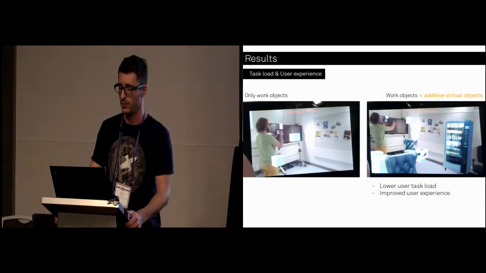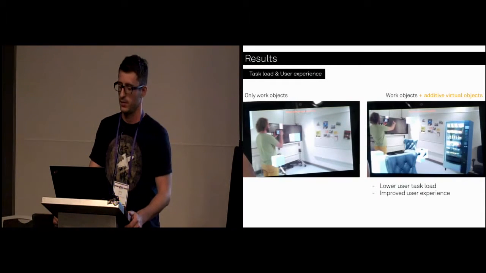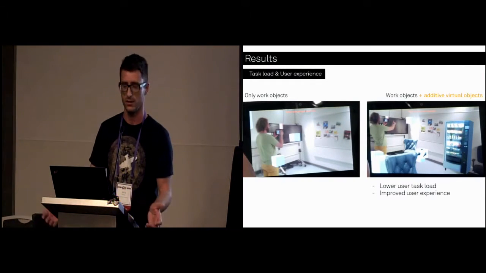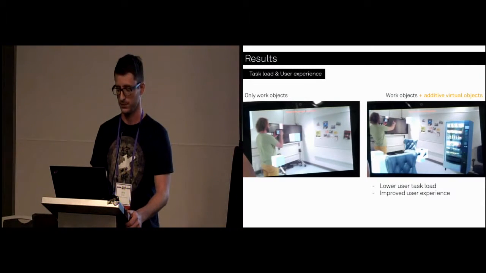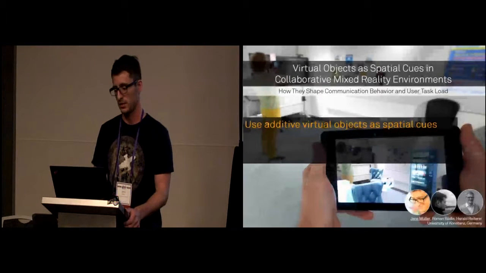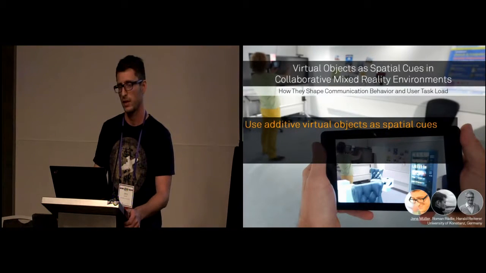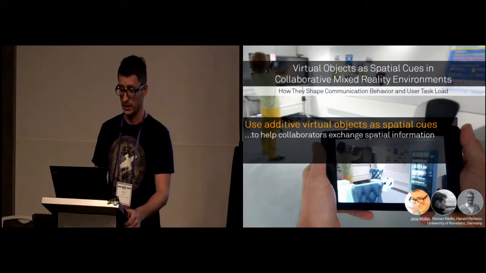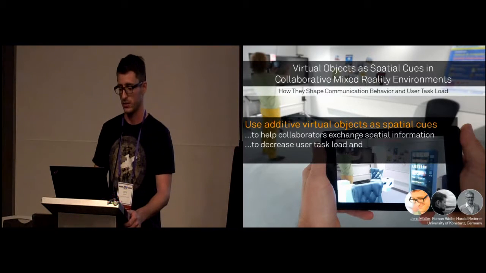The results of the reported task load and user experience support these findings. When additive virtual objects were provided, participants reported a significantly lower task load and an improved user experience, which was justified by the statements that it was easier to articulate oneself. So we clearly suggest adding virtual objects as spatial cues to collaborative mixed reality environments, at least for tasks that include spatial referencing, like object identification, because they can help collaborators exchange spatial information. They thereby help decrease user task load, and at the same time improve the overall user experience.